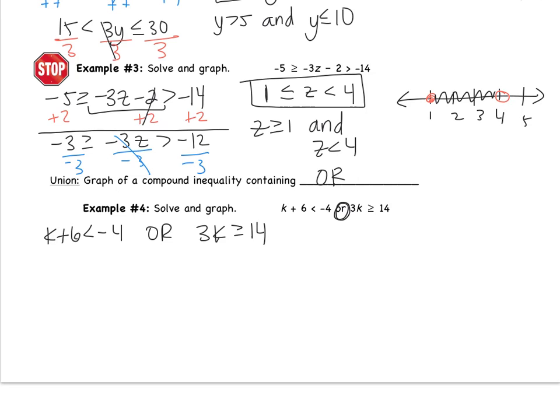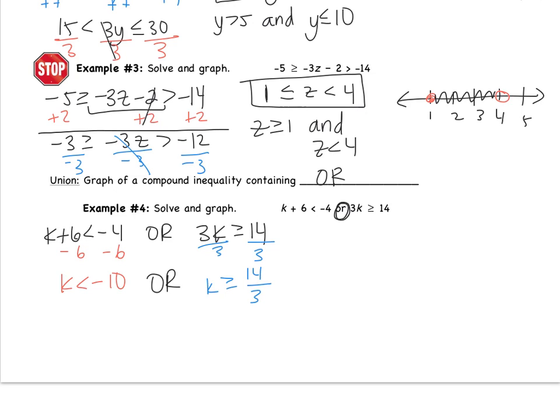Now these you actually have to solve separately. So in the previous two problems, we had and problems, and we said there's two inequalities that exist, but we can solve them all at the same time. These two inequalities, for example number 4, you have to solve separately. So I'm going to subtract 6, and I get k is less than -10. Or, other side, I'm going to divide by 3. I get k is greater than or equal to 14 over 3. Okay, so I had to solve the two separately.